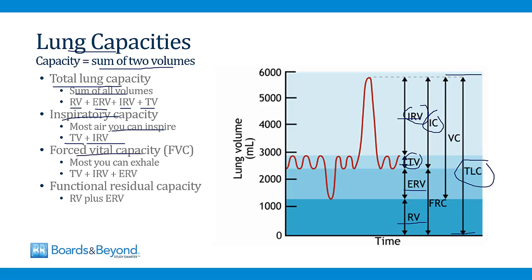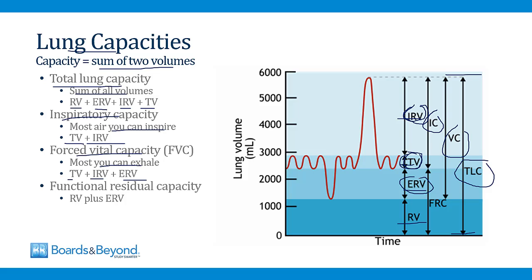Conversely, the forced vital capacity, or FVC, is the most air that you can exhale. It's equal to the tidal volume plus the inspiratory reserve volume plus the expiratory reserve volume. So if we look at this chart again here, this is the vital capacity right here, the VC. It's equal to our tidal volume plus our inspiratory reserve plus our expiratory reserve.